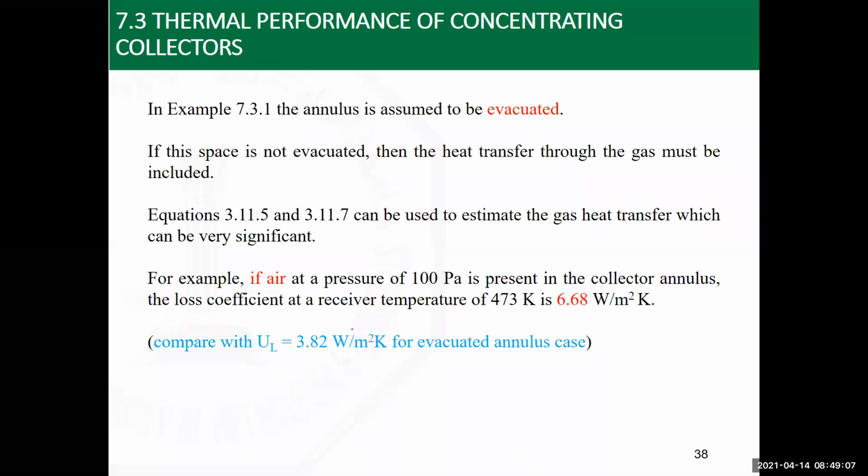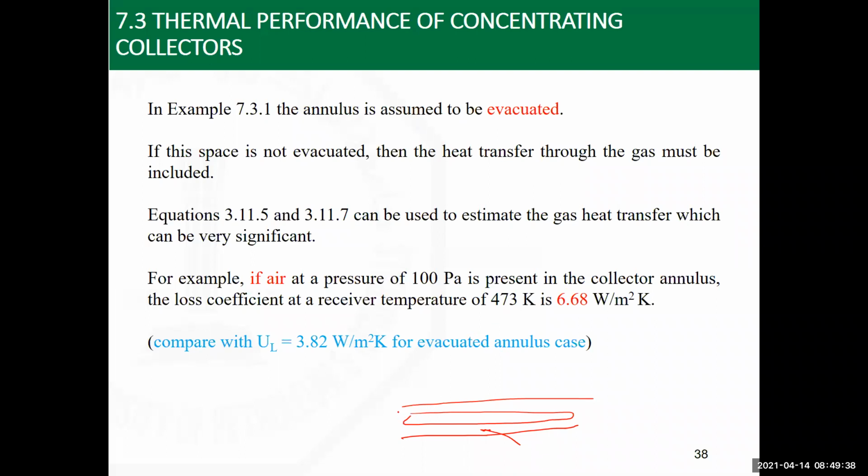What if the space between the receiver, which is cylindrical in shape, and the cover? So in the example that we solved, this annulus right here is evacuated. What if it's not evacuated? Actually, that means that the equation needs to be solved again.